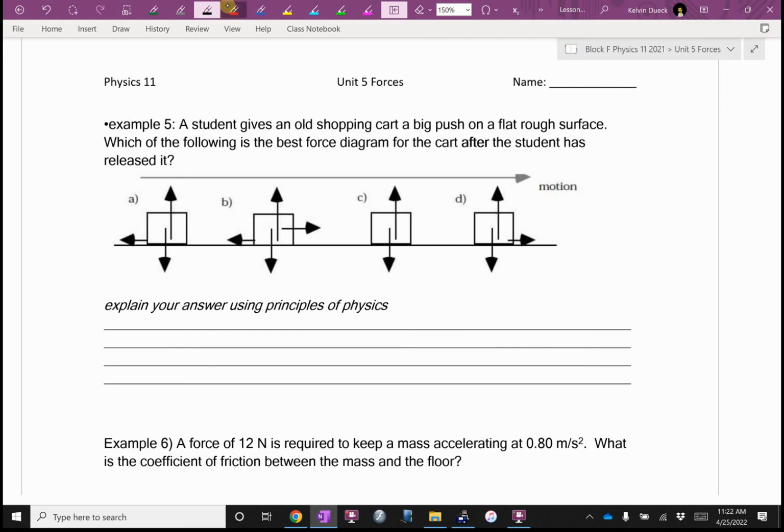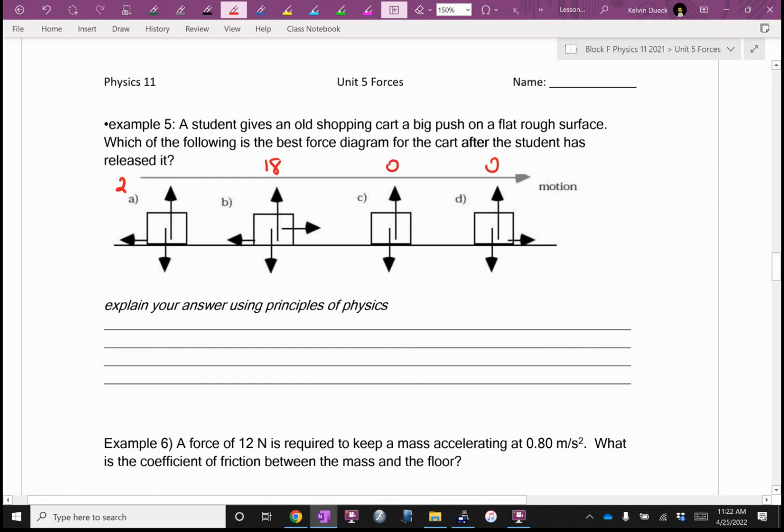Who says, Mr. Duick, this is easy? It's got to be A. It's A, easy. I got 1, 2, 2. B, 1, 2, 3, 4, 5, 6, 7, 8, 9, 10, 11, 12, 13, 14, 15, 16, 17, 18. C, no one. D, no one.